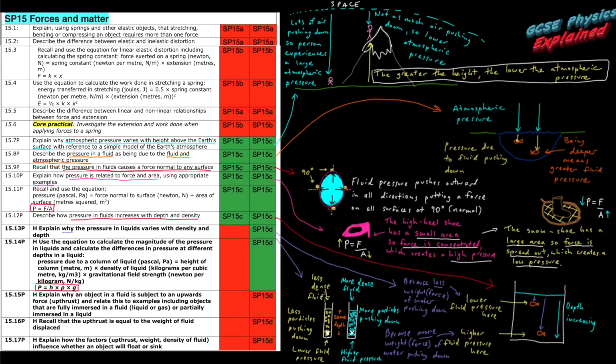Well, a less dense fluid, that'll have less particles pushing down. So if you've got a more dense fluid here, just look at how many more particles, right? We'll do the same depth. So that depth there and that depth there. But if you were down here, you've got a lot more particles pushing down on you. So that's why there's a higher fluid pressure at the bottom of a more dense fluid compared to a lower fluid pressure at the bottom if it's only a less dense fluid. That's because there's less particles pushing down on you.